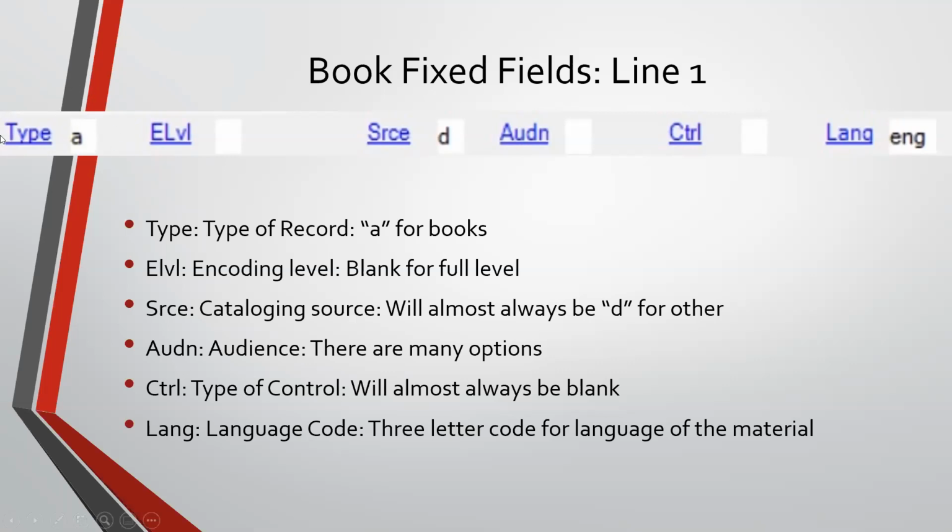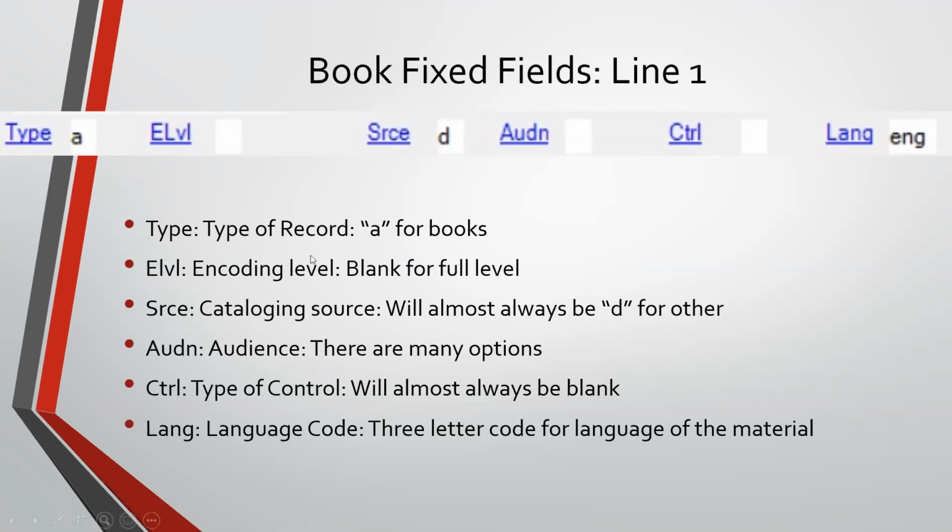So starting off, Type. This is type of record. For pretty much all monograph book items, A is your answer here. We at Rare Books sometimes use T for manuscript materials. So handwritten letters, someone's physical diaries or journals, anytime where you have something that's handwritten or was only produced once.